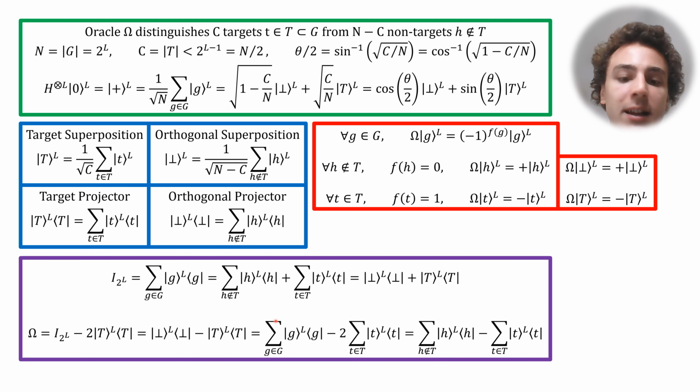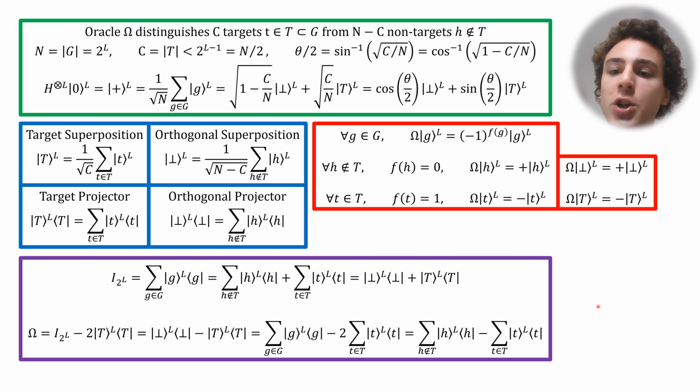And we can write this out in this full notation, so not using this condensed notation. Here we see a representation of the identity operator, and then we have 2 times the target projector, and that's the same as this orthogonal projector minus the target projector. So here we're writing it out in full. We're writing it in terms of these L-qubit computational basis states. And those L-qubit computational basis states are being combined in these ket-bra combinations. And that's what's being used to construct these projectors. So this purple box gives us some information about how we can express the oracle omega.